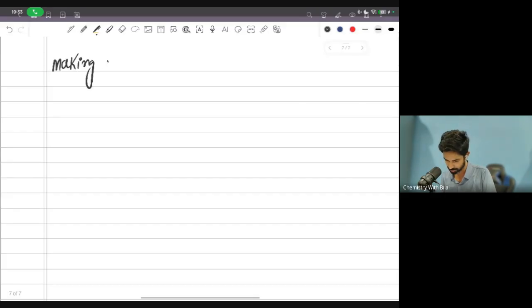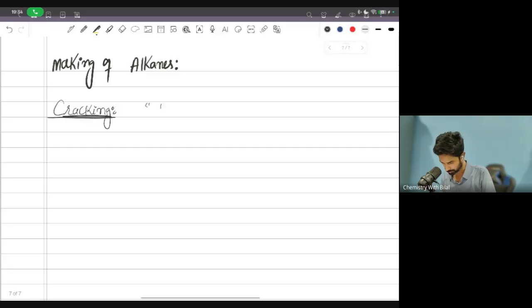Making, भाई बनते कैसे हैं, making of alkanes. So alkanes बनाने के लिए हमारे पास 2 methods हैं. One is called cracking. Important definition है, please सब लोग लिखेंगे.